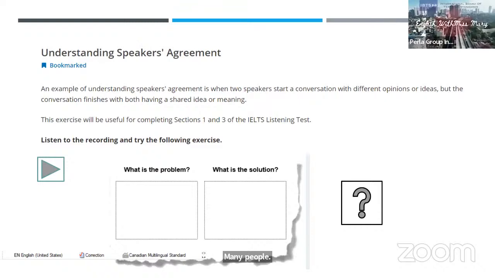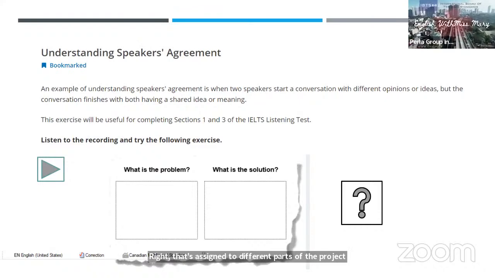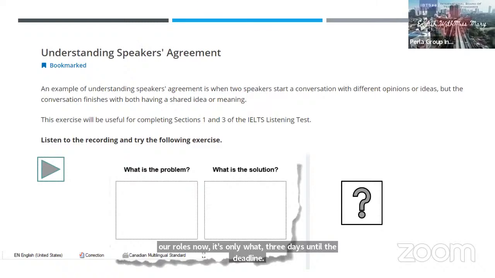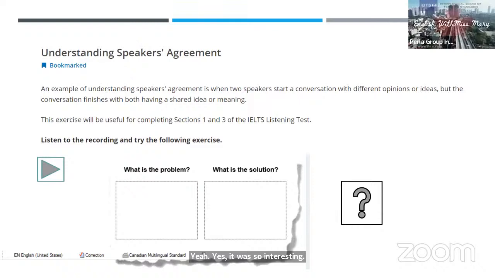Right. Let's assign the different parts of the project between ourselves. Oh, I'm sorry. I forgot you were sick for that lecture. You know, the problem is we really need to decide on our roles now. It's only, 3 days until the deadline. Yes, it was so interesting. That's a good idea. Then we'll draw up a plan.